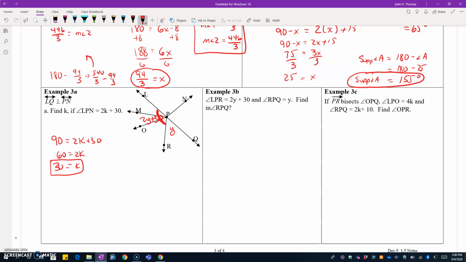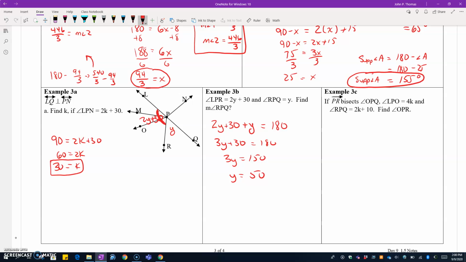First thing I have to notice in this problem is that these two angles are forming a linear pair. Without the diagram, this would have been really a non-doable problem. But from the diagram, we can see that L, P, and Q form a straight line, so we have a linear pair. So I'm going to add the two angles together, 2y plus 30 plus y, and set that equal to 180, because a linear pair implies supplementary, and supplementary implies they add to 180. So now we've got 3y plus 30 equals 180, 3y equals 150, y equals 50.